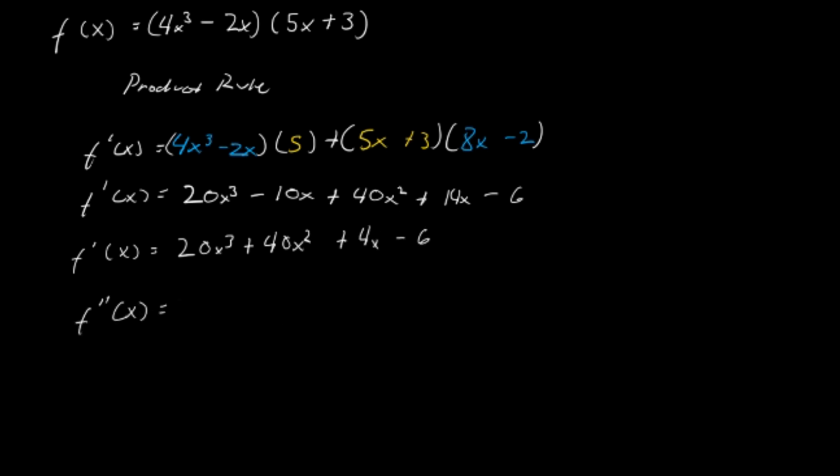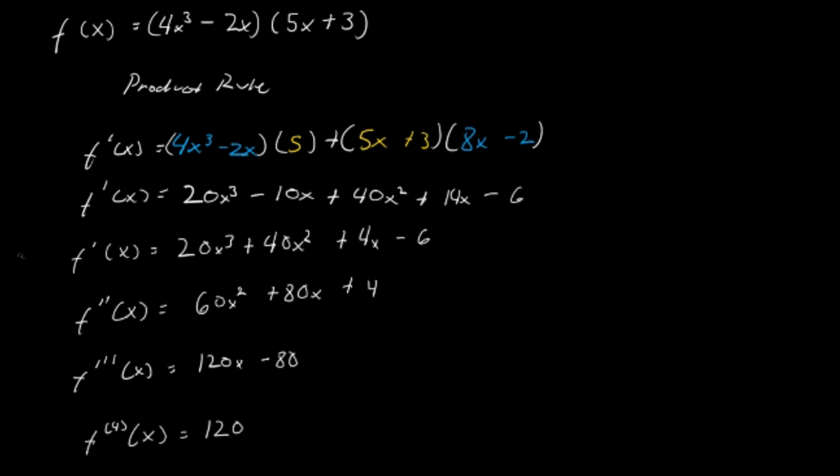The second derivative would be 60x squared plus 80x plus 4. The third derivative would be 120x minus 80. And the fourth derivative would be 120.